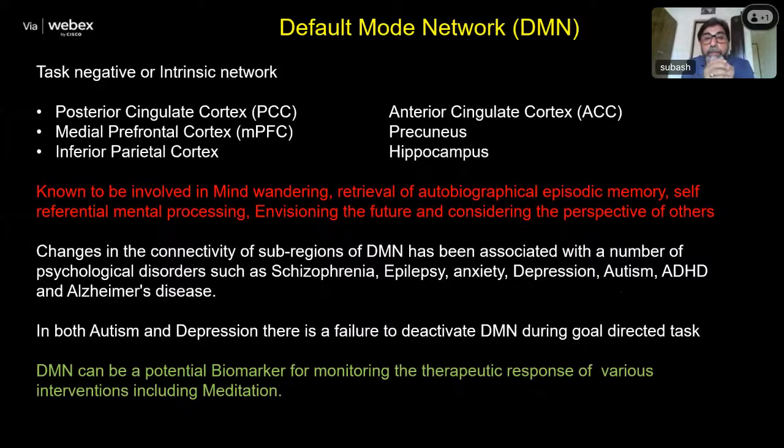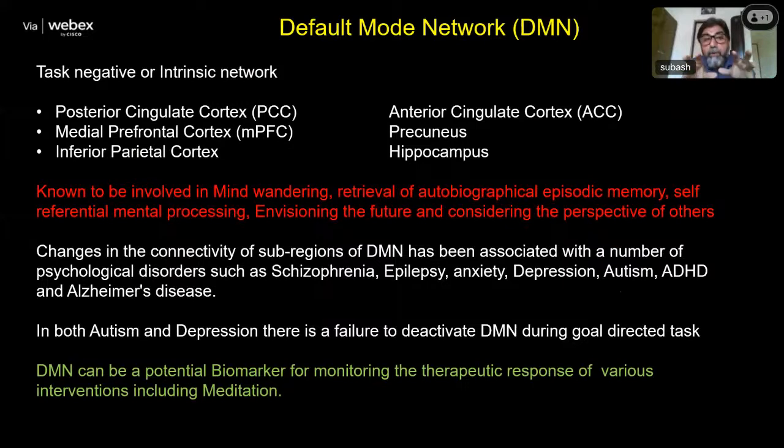The most important network which we see in the brain is the default mode network. Default mode network has several components, and I would like to mention them here. There are about 6 areas which form the default mode network: posterior cingulate cortex, anterior cingulate cortex, medial prefrontal cortex, precuneus, inferior parietal cortex, and hippocampus. These are the 6 areas which constitute the default mode network.